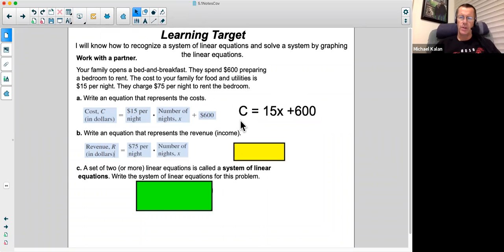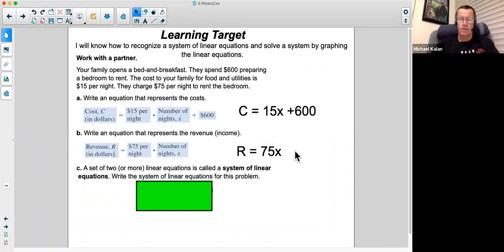So what would your equation be? Hopefully you said it would be C equals 15x, $15 per night. So 15x plus 600. Okay. Now, what about the revenue or the income, the money that you're taking in? The revenue would be what? We were taking in 75 bucks per night. So hopefully you wrote R equals 75x. Okay. All right. So a set of two or more linear equations is called a system of linear equations.